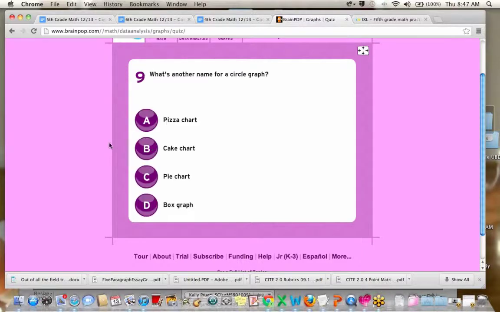Another name for a circle graph? Pizza, cake, pie, or box? Yeah, that one's pretty easy, actually. It is just a pie graph or chart.